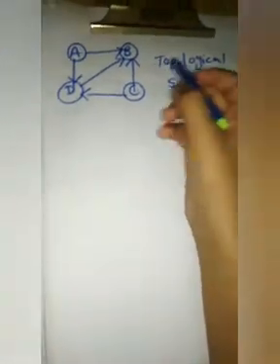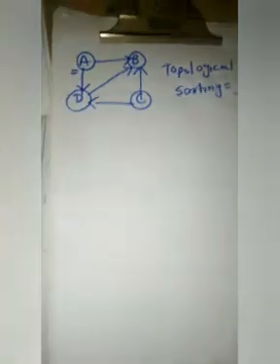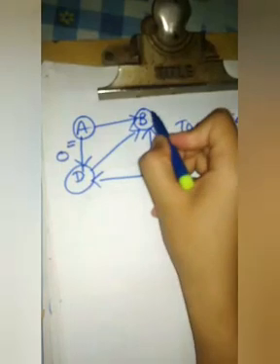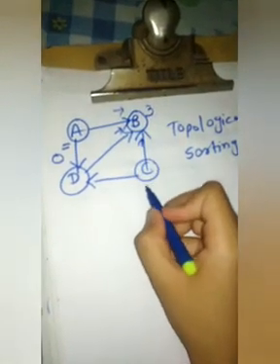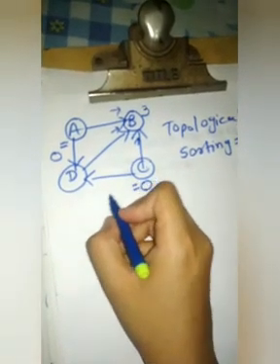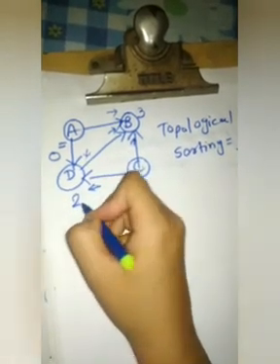First we find out the incoming degree of each node. For node A, incoming degree is 0. For node B, incoming degree is 3. For node C, incoming degree is 0. And for node D, incoming degree is 2.